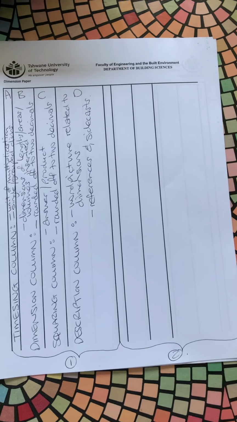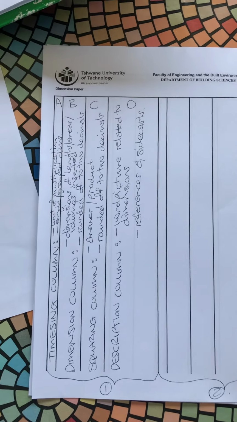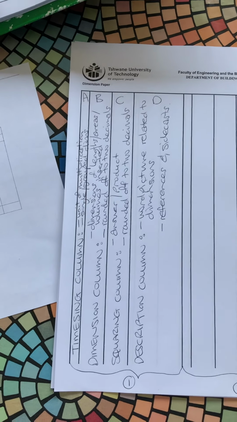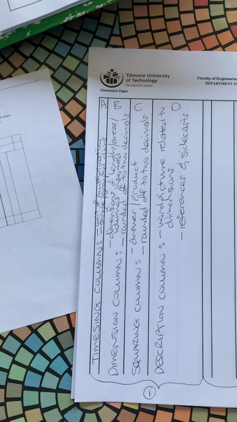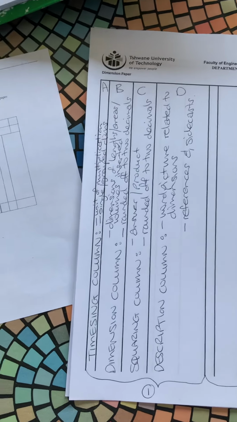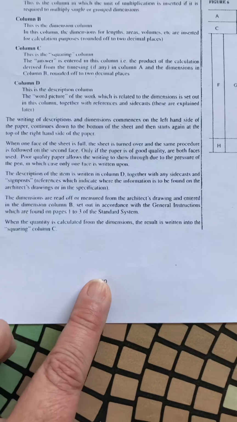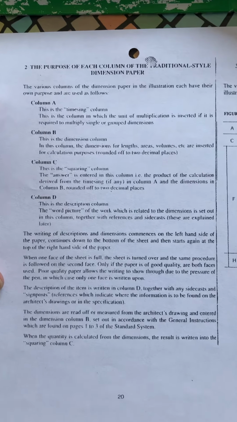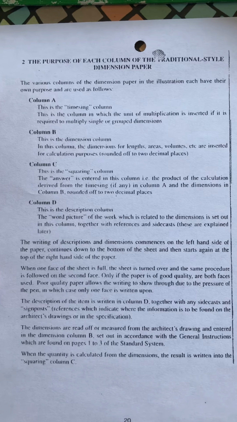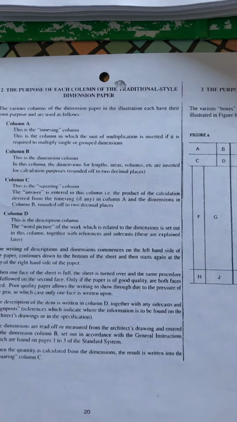If you also want to go and read a bit more, again on my tutor, under your reading material, there will be a book that's called Introduction to Quantity Surveying, and in chapter 3, on page 20 of the whole book, they actually explain the whole columns of the traditional style dimension paper to you again. Right, so this is all for today.